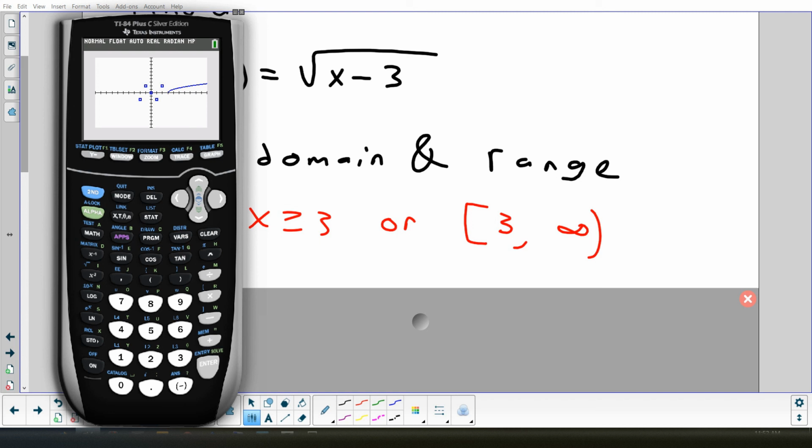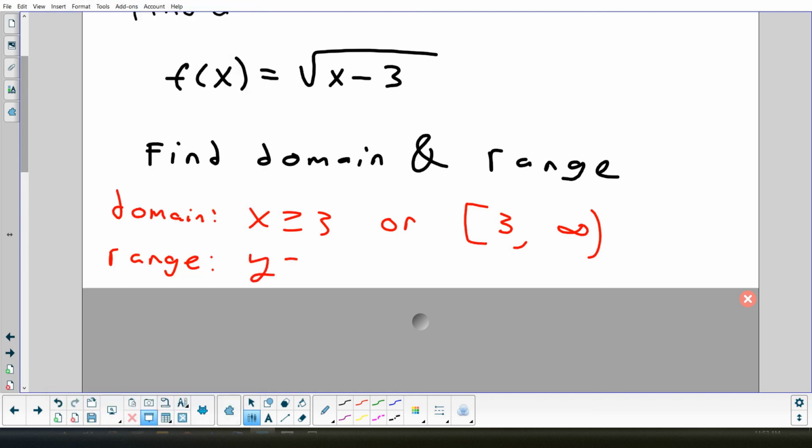What does it look like the lowest it ever goes is? 0. And how about the highest? Infinite. It's going to keep going up. It goes up slow, but it will keep rising as you go to the right. So the range is everything greater than or equal to 0, or 0 to infinity. I'm showing you interval notation on the right. This is like inequality notation on the left. We're going to start using interval notation more later on.